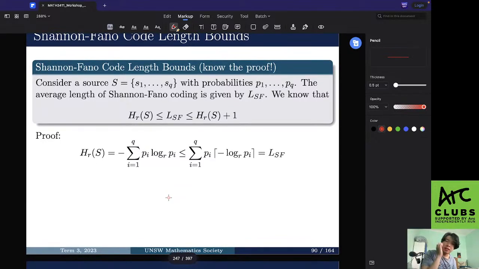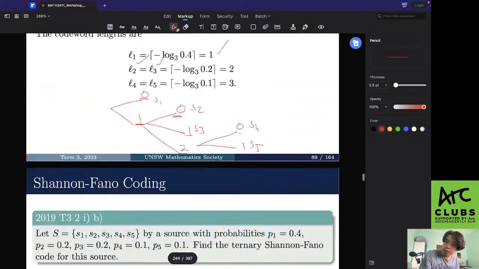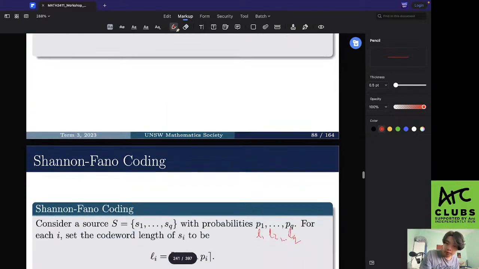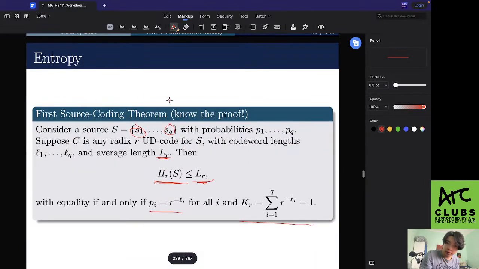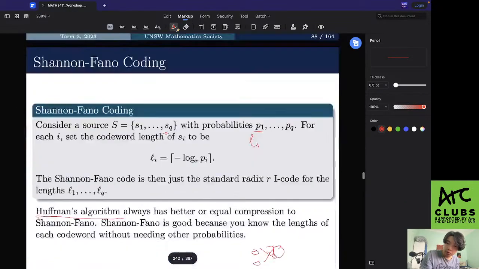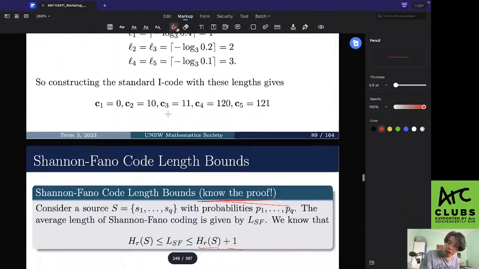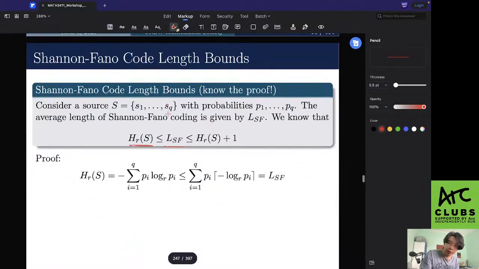Let's start with the left-hand side. We could either use the fact that the entropy is always less than or equal to the average length, which is from up here, the first source coding theorem. Or we can do it specifically for Shannon-Fano in this way.